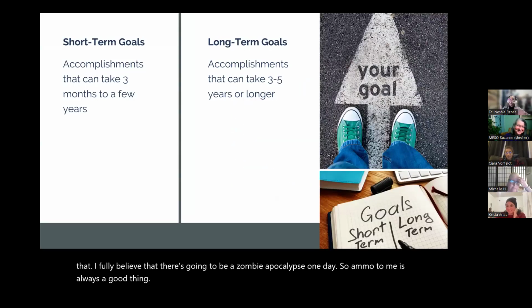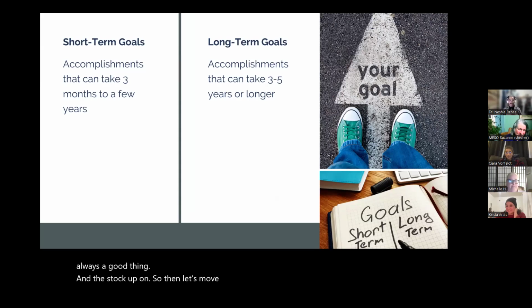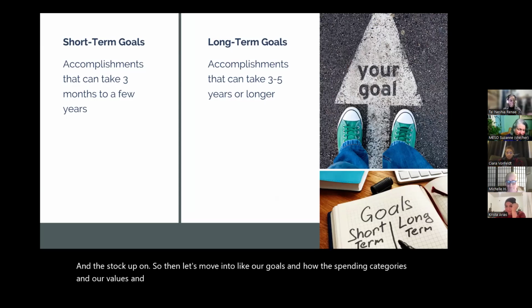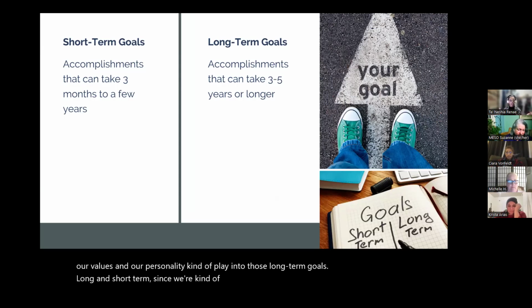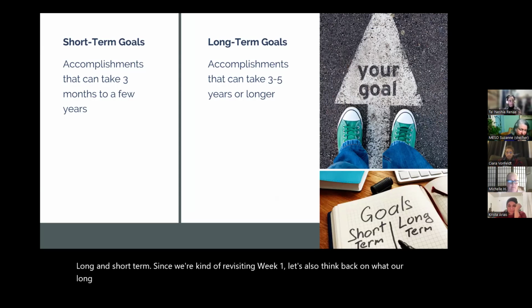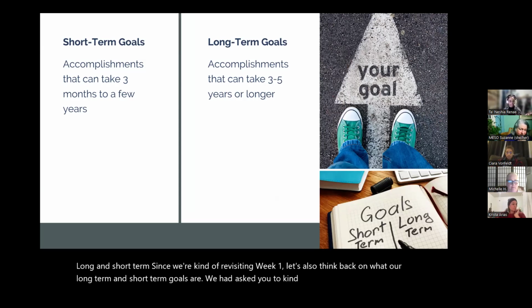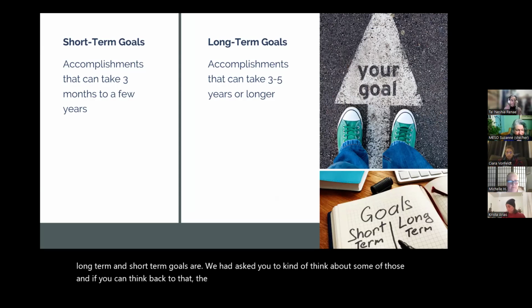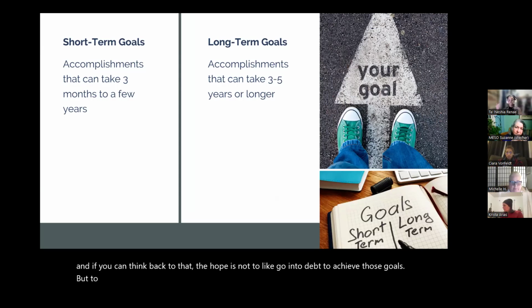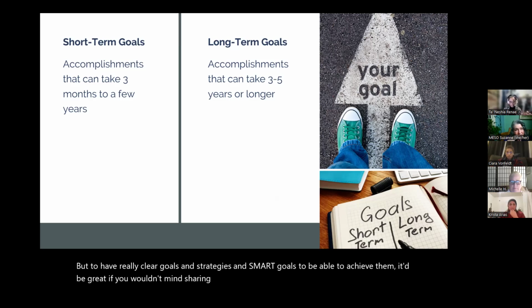So then let's move into our goals and how the spending categories and our values and our personality play into those long-term goals, long and short term. Since we're revisiting week one, let's also think back on what our long term and short term goals are. The hope is not to go into debt to achieve those goals, but to have really clear goals and strategies and smart goals to be able to achieve them. It'd be great if you wouldn't mind sharing a goal in the chat or feel free to speak up.